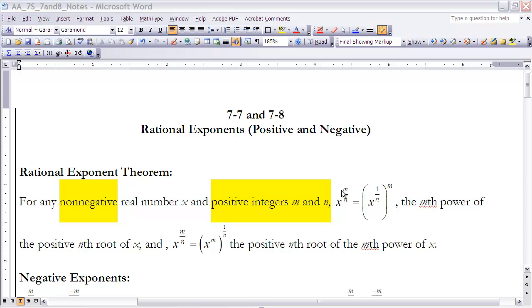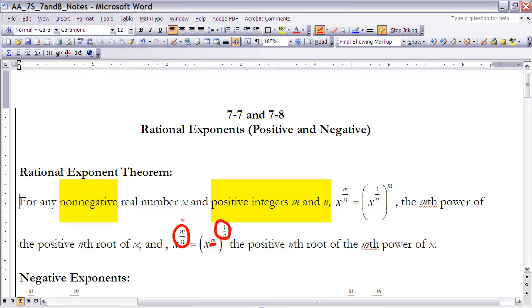Well, then I can say x to the m over n is the same as x to the 1 over n raised to the m power. Okay, so the mth power of the nth root of x. In other words, when I look at a rational exponent like I have here, that rational exponent, m over n, can be broken down into two parts. The first part being the power, and the second part being the root.